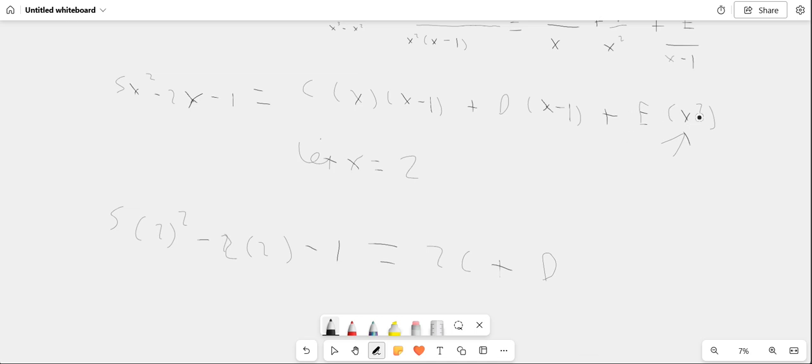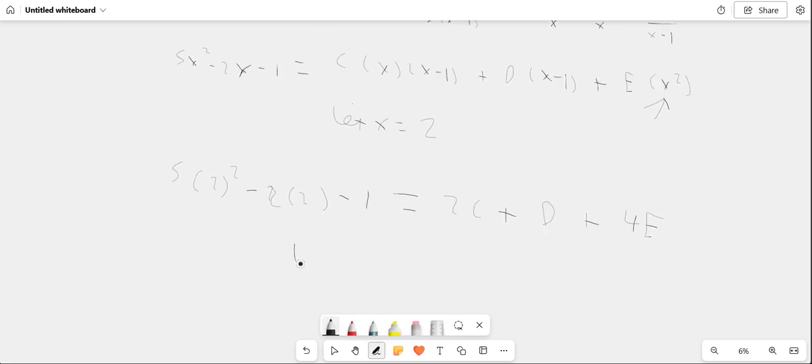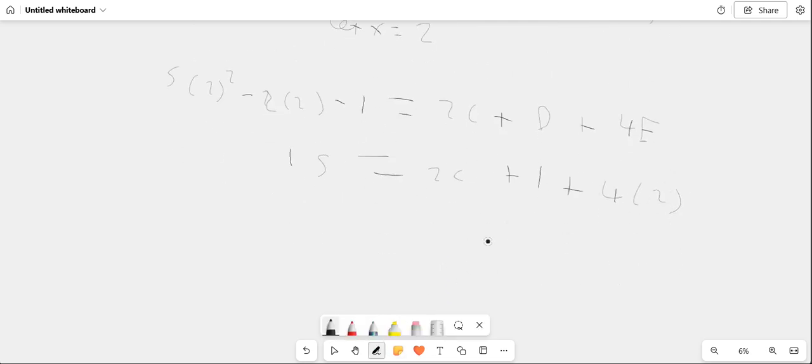And then finally, we've got x squared, which is 2 squared, which is 4, so that's just 4e. Now the left hand side simplifies to 15. Here you've got 2c, we don't know what c is. Then plus d, which was equal to 1, so it's just plus 1. And then plus 4 times 2, because e was equal to 2. Simplify that: 1 plus 8 is 9. Bring 9 to the other side, divide by 2, and you get 3 is equal to c.